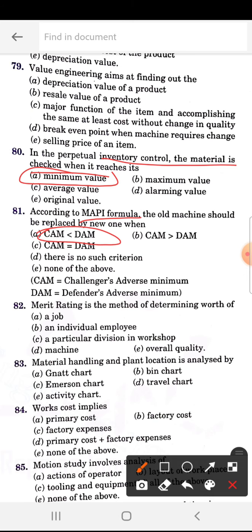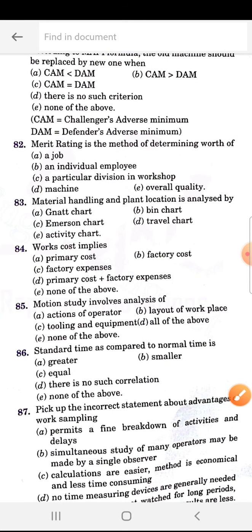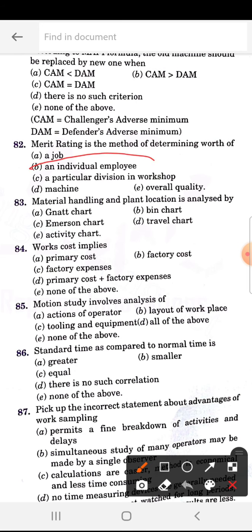Merit rating is the method of determining the worth of A... whom? So 82 is B, an individual employee. So merit means how he is performing.